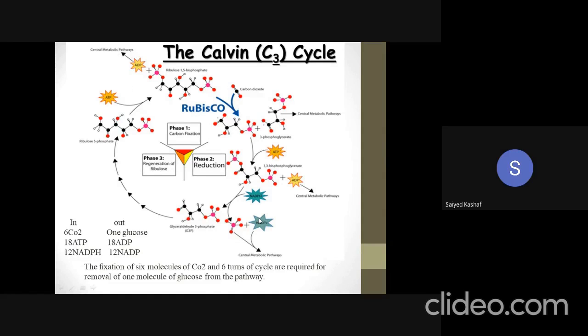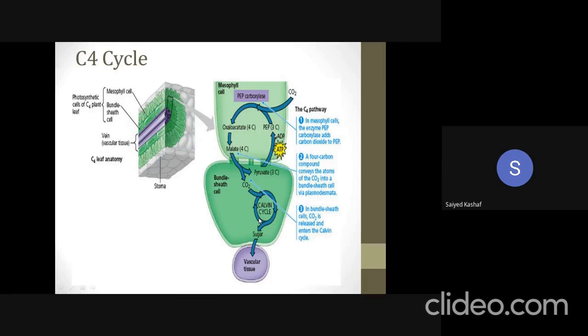नाउ वी विल डिस्कस अबाउट C4 साइकिल। नाउ C4 साइकिल में क्या होता है? C4 साइकिल does not show photorespiration. That we will discuss later कि what exactly this photorespiration is. But C4 साइकिल के पास जो डेफिशिएंसी C3 साइकिल की है ना, उस चीज को C4 साइकिल ओवरकम कर रहा है। अब कैसे कर रहा है? How this C4 cycle overcome the deficiency or the disadvantage of C3 cycle? Because so first we will discuss what is C4 cycle, then we will discuss how.